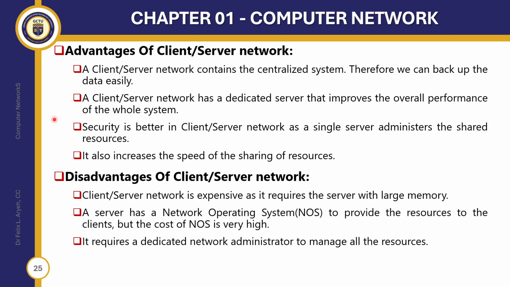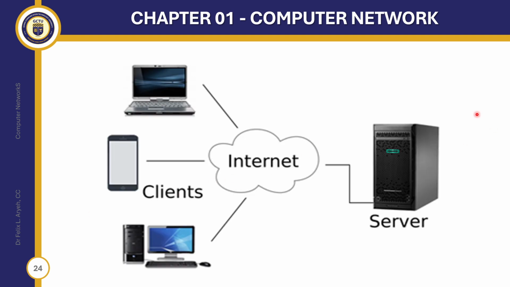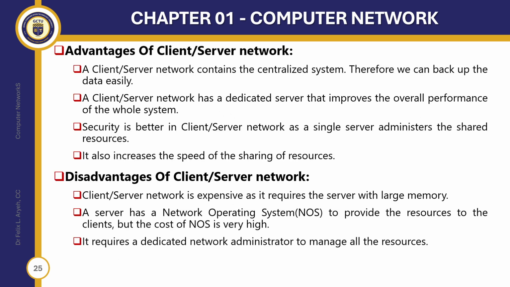Again, the client server network architecture has a dedicated server that improves the overall performance of the whole system. Usually we classify this server as robust compared to the clients. And usually the specification of this particular server is quite high compared to all of these. Because it's a server, it should have a high specification to be able to serve all these clients when they send requests to it.